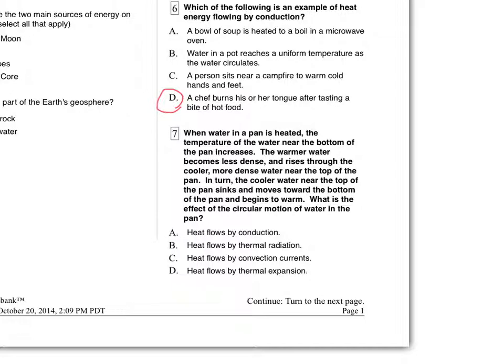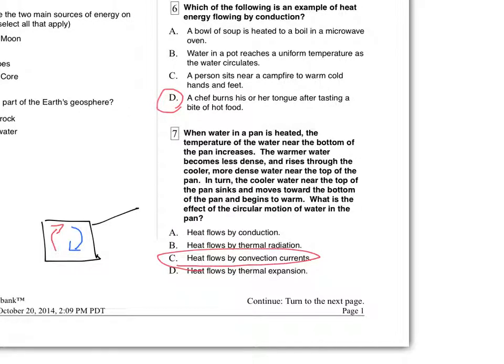When the water in a pan is heated, the temperature of the water near the bottom of the pan increases. The warmer water becomes less dense and rises through the cooler, more dense water near the top of the pan. In turn, the cooler water near the top of the pan sinks and moves toward the bottom of the pan and begins to warm. What is the effect of the circular motion of water in the pan? So what are we talking about? We're talking about essentially if we have a pan right here, we've got the hot water going to the top, cooling, and then going back down to the bottom. This is by convection currents, right?